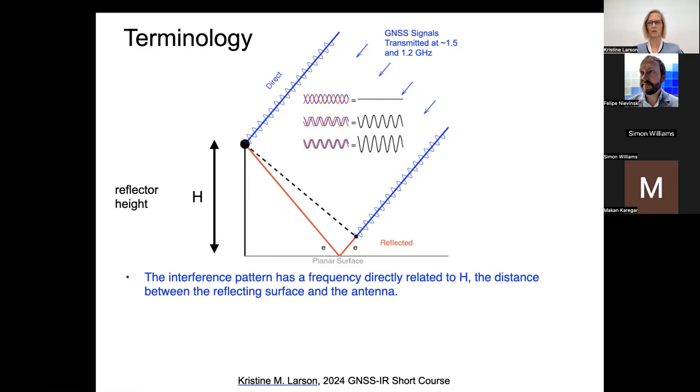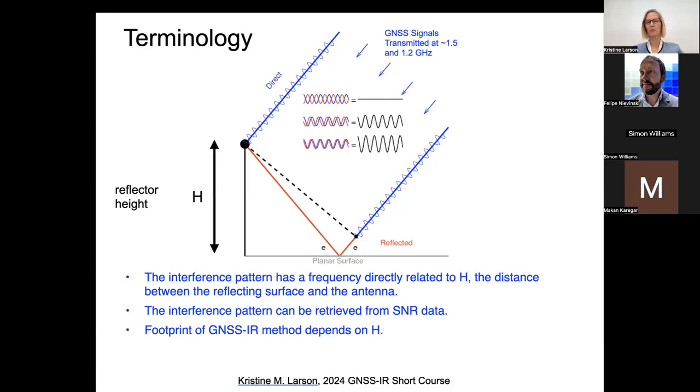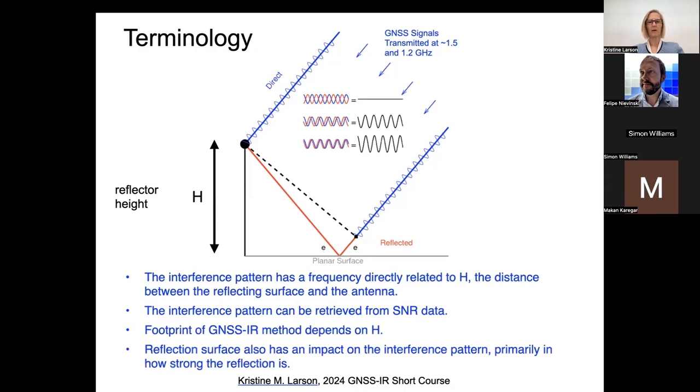There are publications of people using this kind of technique with pseudo-ranging carrier phase data, but that's not what we do. I think this is a superior way to do it, but if you want to try those other methods, you certainly can. And the footprint Felipe showed you depends on H, but it also depends on elevation angle. As he said, as you get closer to the antenna, your footprint is smaller. And the reflection surface also has an impact. I can't actually see what my own slide says, but that's okay.